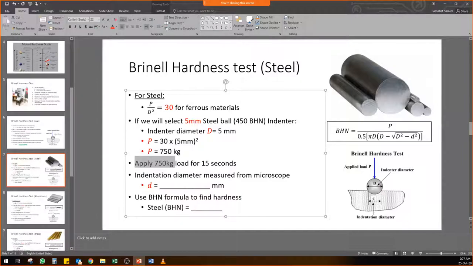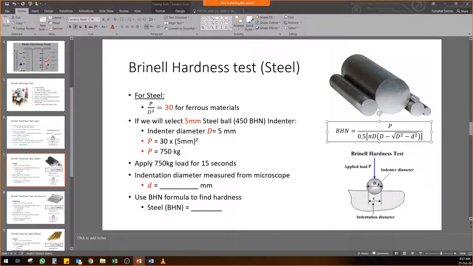So we apply a 750 kilogram load for 15 seconds. The indentation diameter measured from the microscope was how much? 2.1 millimeter and 2.1505 millimeter. And then I use the Brinell hardness formula to get the value. So what is the Brinell hardness formula? This is the Brinell hardness formula, which will give us the final Brinell hardness value.